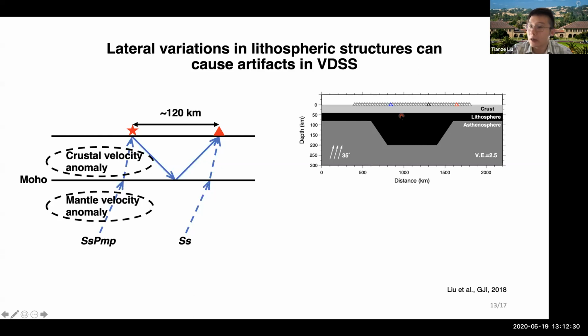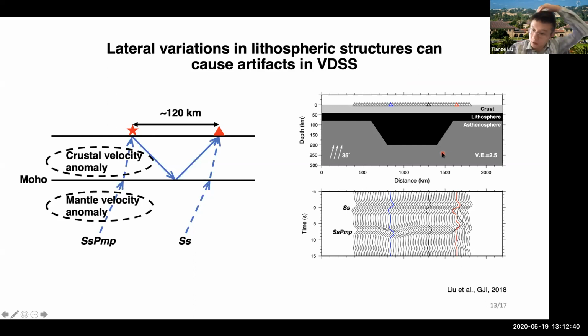In this case, we expect VDSS to see a uniform Moho depth across a profile. However, the synthetic waveform shows a very different picture. Here we are lining up all the traces on the SS arrival, and instead of a uniform SSPMP arrival time, we are observing a delayed SSPMP arrival on the western end of the stable craton, but an advanced SSPMP arrival on the eastern end of the stable craton.